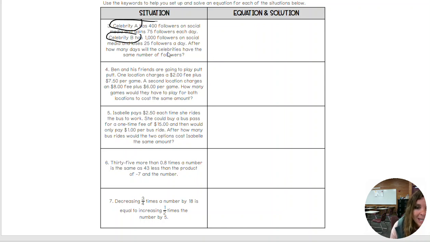After how many days will the celebrities have the same number of followers? So we want to know after how many days Celebrity A has the exact same number of followers as Celebrity B. So let's first define our variable. Let's use f for the number of followers that they have.